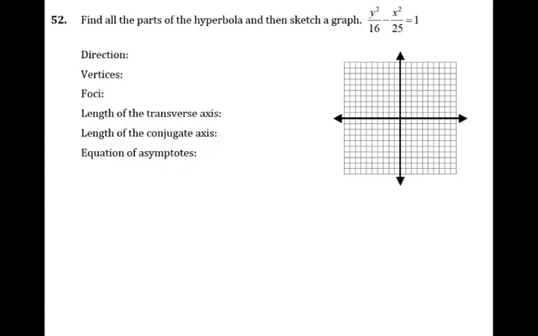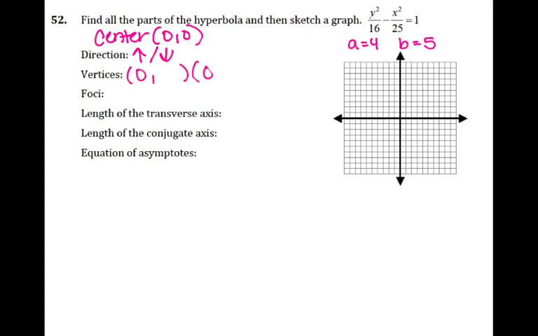Hyperbolas. So for this one, my center is at 0, 0. And I don't actually have a spot to write the center, so I'm going to write it myself. Now this direction is going up and down because my y is first. And for my vertices, I'm going to use A, but with hyperbolas, A is the first number, B is the second one. So A is 4 and B is 5. So since it is opening up and down, my y coordinates are going to change. My x coordinates are going to stay the same.